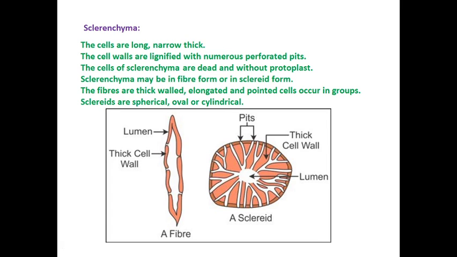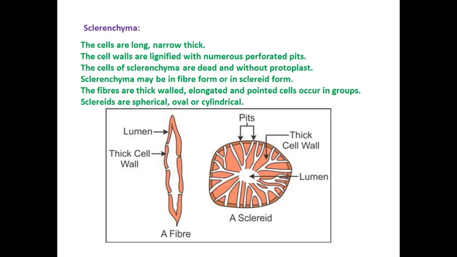Now coming to the third type of ground tissue, that is sclerenchyma. The cells are long, narrow, thick. The cell walls are lignified with numerous perforated pits. The cells of sclerenchyma are dead and without protoplasts. Actually, these sclerenchyma cells are dead and they don't have any protoplasts. Sclerenchyma may be in the form of a fiber.